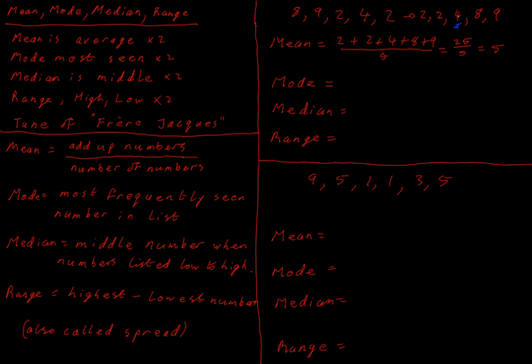Now the mean, you can see, is not one of the numbers in my list. It doesn't have to be, and it also doesn't have to be a whole number. It just worked out that way in this case. It could be a decimal or a fraction. It can work out that way lots of times.